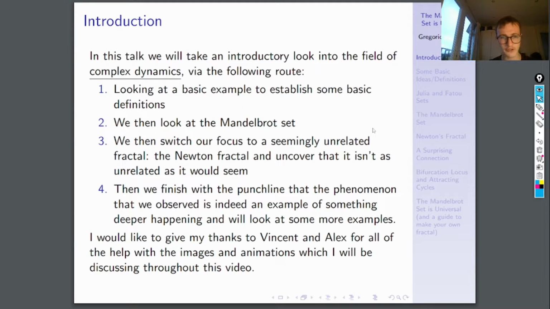Then we'll switch our focus to the Newton fractal, which is a seemingly unrelated thing, but then we'll discover that the Newton fractal and the Mandelbrot set are deeply connected. And then, even better, the punchline is that the phenomenon we observe with the Newton fractal and the Mandelbrot set being secretly connected doesn't just happen for the Newton fractal. It happens all the time. We'll see that the Mandelbrot set is actually more universal, and it appears secretly in places that you might not think. And I'll even give you a guide as to how to uncover this fact for yourself.